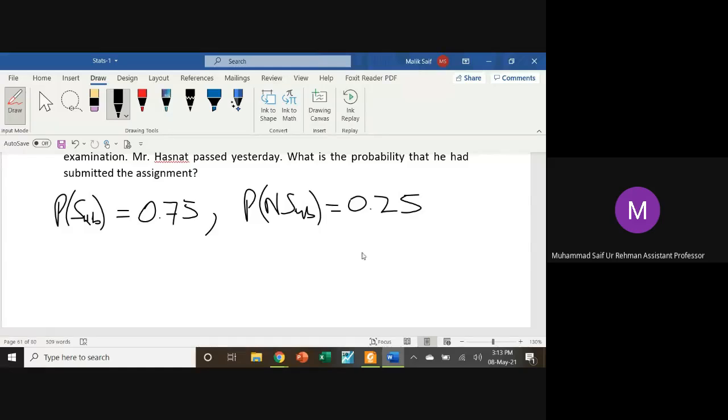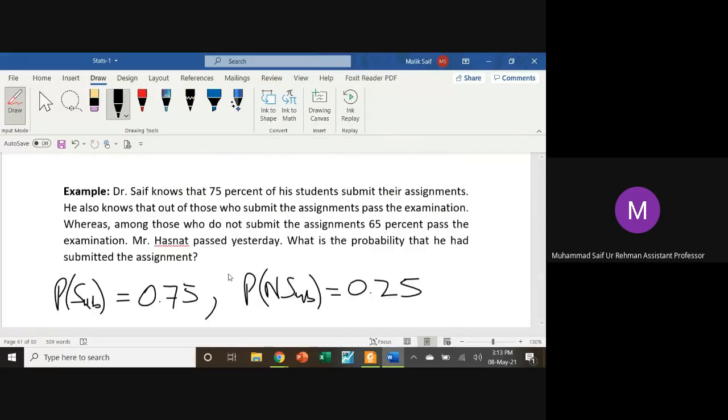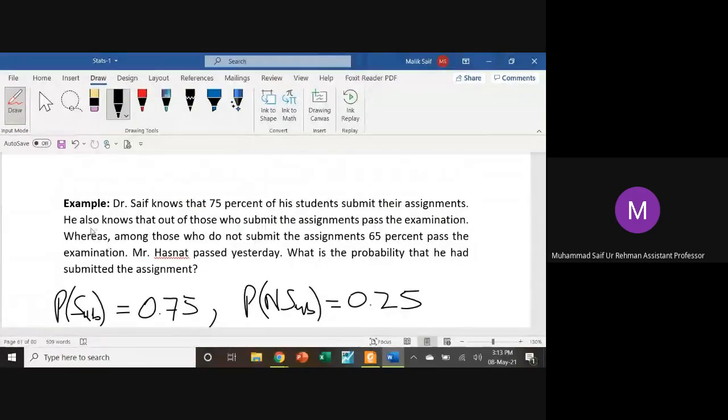Understand? So you have to write down the given information in this way. Now see, he also knows that out of those who submit the assignments, how many pass the examination? So that I have to write down over here. What percentage pass the examination?